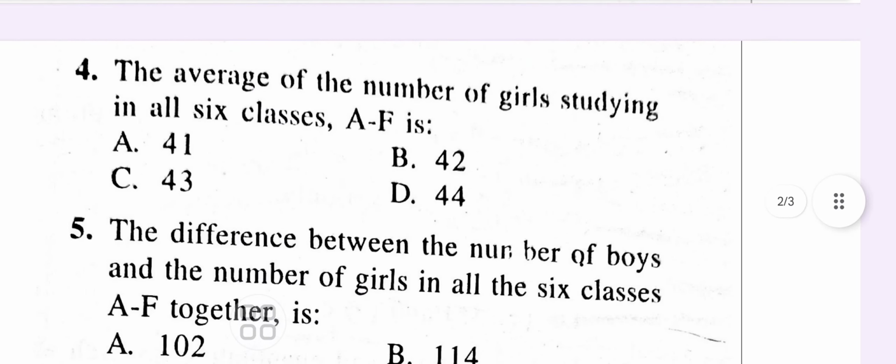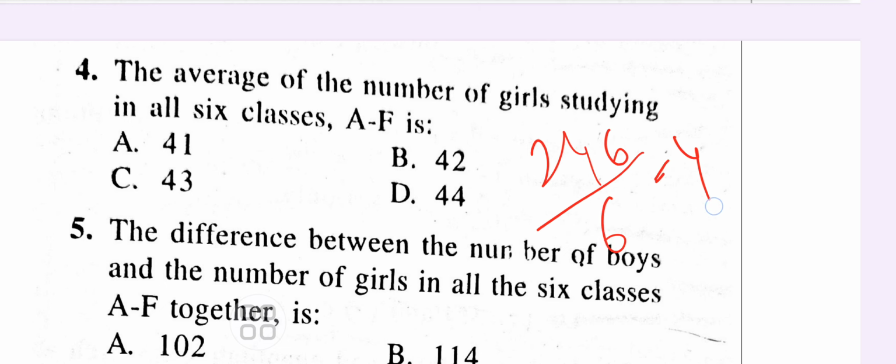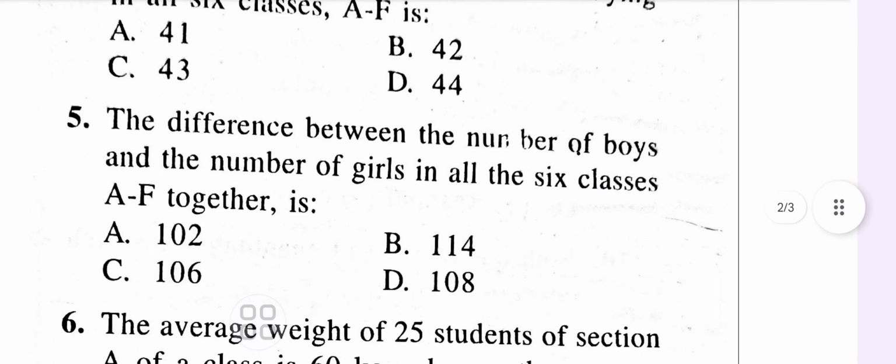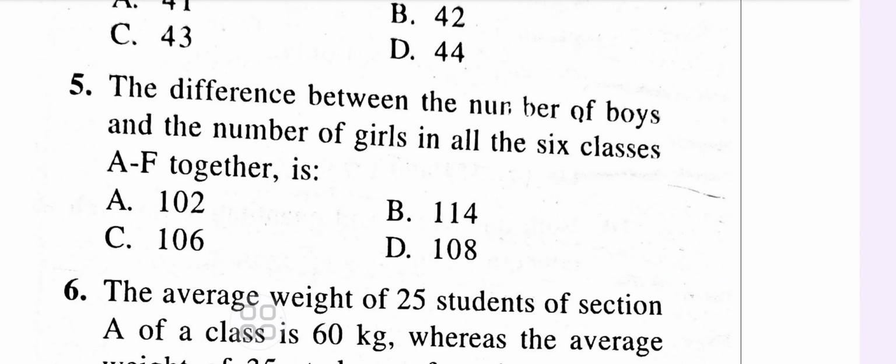The average of the number of girls studying in all 6 classes. So how will you find it? Obviously we will total, and the total will come to 246 and the average, dividing by 6, is 41.